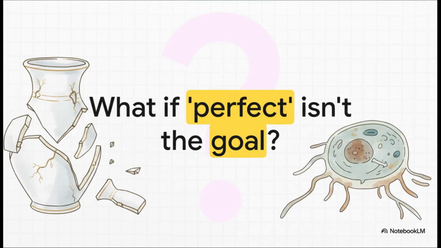When something in our life breaks, we want it fixed perfectly, back to its original, flawless state. And we kind of assume our bodies are trying to do the same thing after an injury. But what if that's not the point? What if biology's real genius is in a much more practical, much more clever strategy?